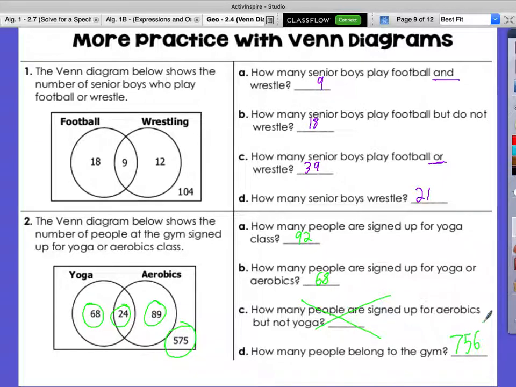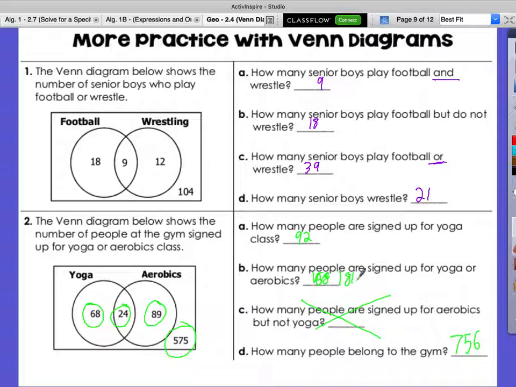Yes, Mrs. Haswell. On B, isn't it how many people are signed up for yoga or aerobics? Oh, excuse me. B is yoga or aerobics, so it would be all 3 of these numbers. My bad, guys. Thank you, Mrs. Haswell. That would be 181 instead. So on B, please make that adjustment to 181.